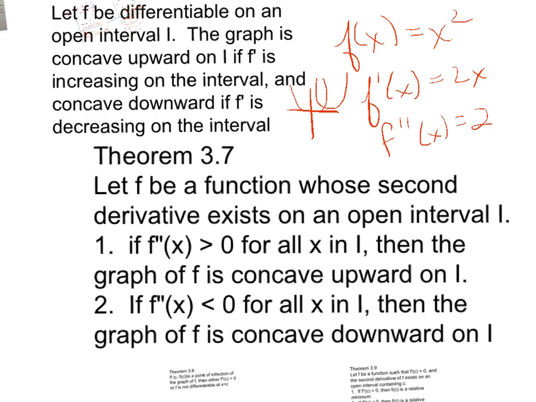If you have a hard time remembering whether positive or negative means concave up, think about that simple basic function. For x squared, our second derivative is positive. Well, we know that x squared is concave up. So anytime we get a positive second derivative, our function is concave up. What if it's negative x squared? If it's negative x squared, then it's downward. And your second derivative would be negative 2.